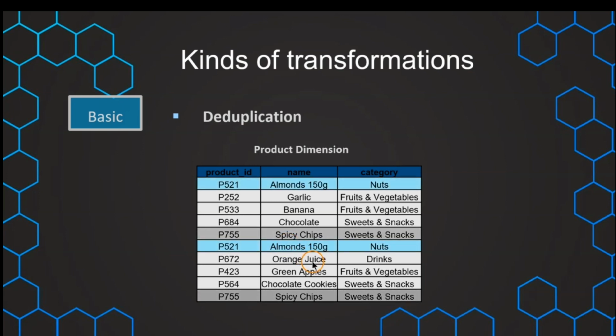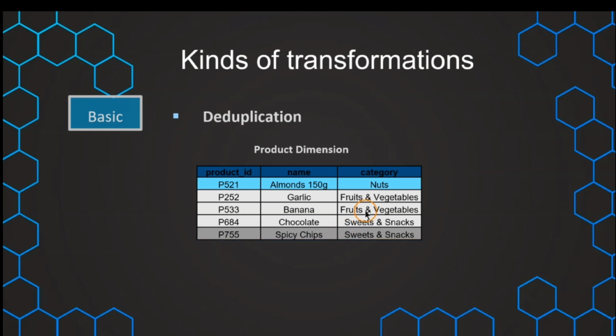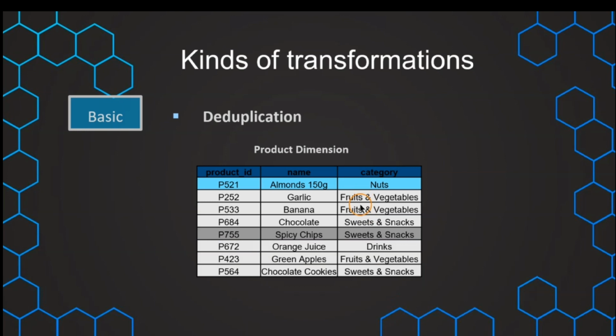But now, of course, it can happen that some of the products are available in both of the stores, and therefore they would be duplicates. And this is something that we don't want to have in our dimension tables. And that's why we could just remove those values and basically deduplicate them. This is what we mean with deduplication.